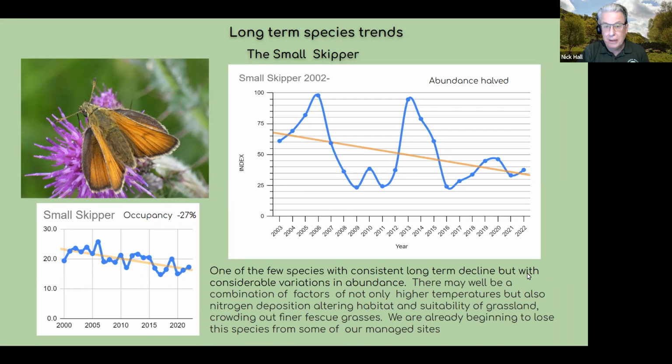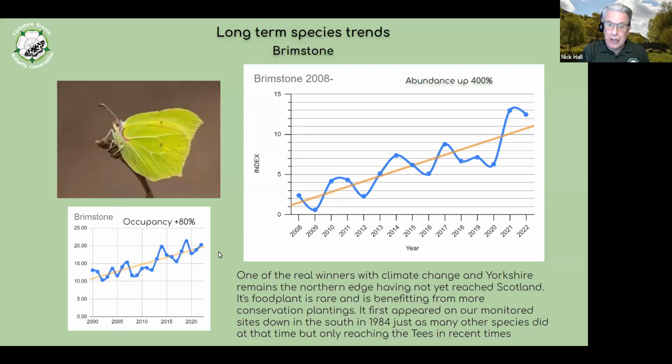Let's choose a different one, a very different story, brimstone. How far it's moved in a very short time. Just look at the occupancy. We've gone from 10% to 20%. That's an increase of over 80% in occupancy. But look at the abundance, how far that's increased. So that's up 400% since 2008, approximately. It's one of the real big winners of climate change.